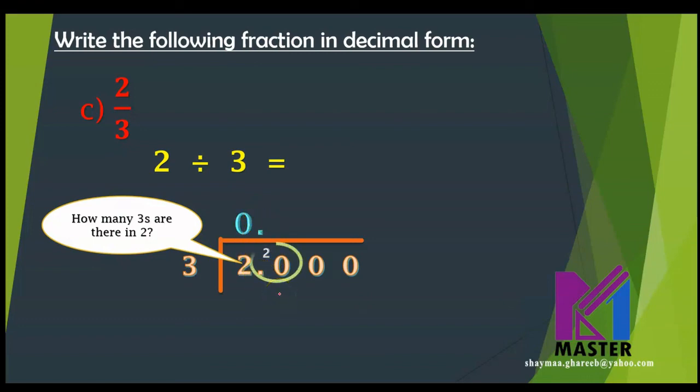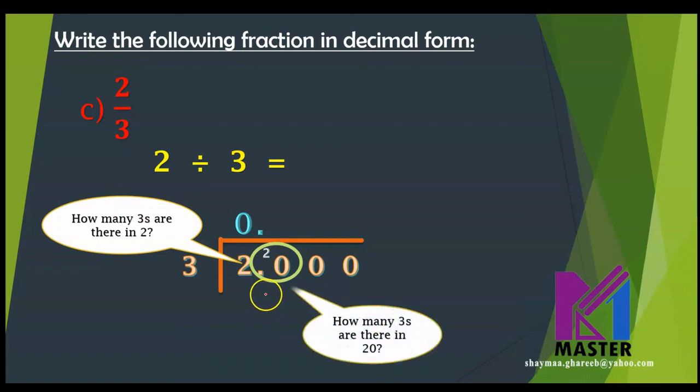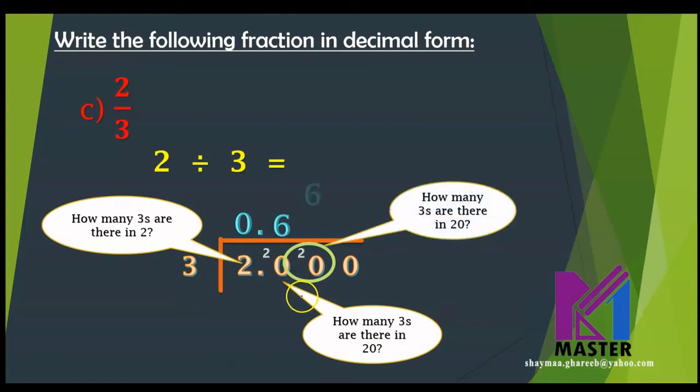Now I will start to divide 20 by 3. How many 3's are there in the 20? Yes, 6 3's, because 6 times 3 is 18 and the remainder will be 2. So the answer will be 6, remainder 2. Now I have one more 20. 20 divided by 3, exactly the same. 6, remainder 2. One more time, 6, remainder 2.